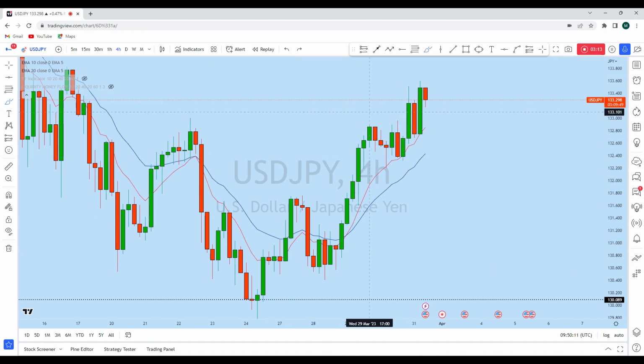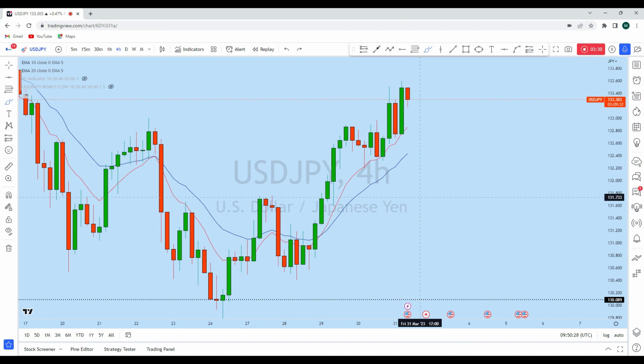Now with that consolidation, we have seen this is a bullish structure, and that has broken to the upside and again tested with this red candle. Again we saw a bullish move, so the price is creating a series of higher highs and higher lows. It's a typical bullish market structure.